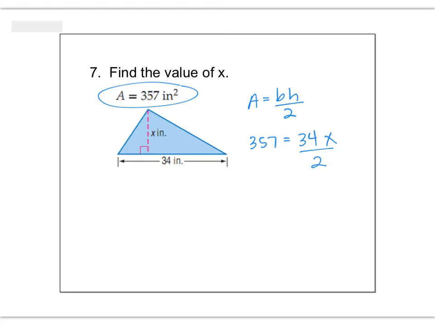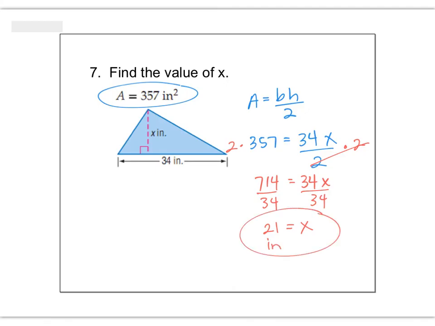Now, there's a couple ways you could do this. You could change 34 divided by 2 into 17. Or I think a lot of you are used to doing this where you just cancel out the 2's. That's fine also. It really doesn't matter to me which way you do it. If you do it this way, 357 times 2, I think is 714. And then you would have to divide by 34. And when you do that, you get 21 equals X, and it would be 21 inches. Cool. One left.